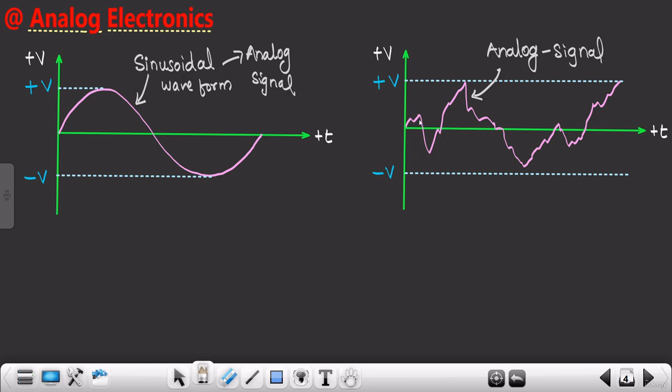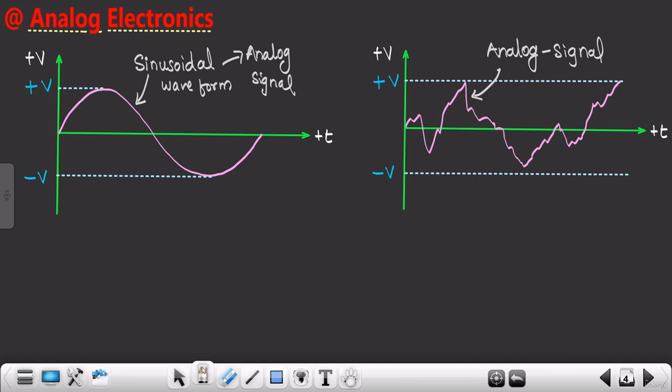Because as such it does not have any traditional curve. As you can see, this is a traditional curve for a sinusoidal waveform. So a sinusoidal signal can be an analog signal, but an analog signal need not be a traditional waveform, I mean this particular signal. You can also take the example of a cosine waveform. Again, a cosine waveform is a part of analog signals. I hope you got this point.